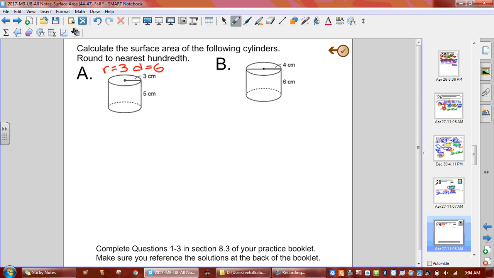Now this guy's got the diameter is 4. We're going to work backwards. How big is this radius then? We've got to cut 4 in half. It will be 2. Good.